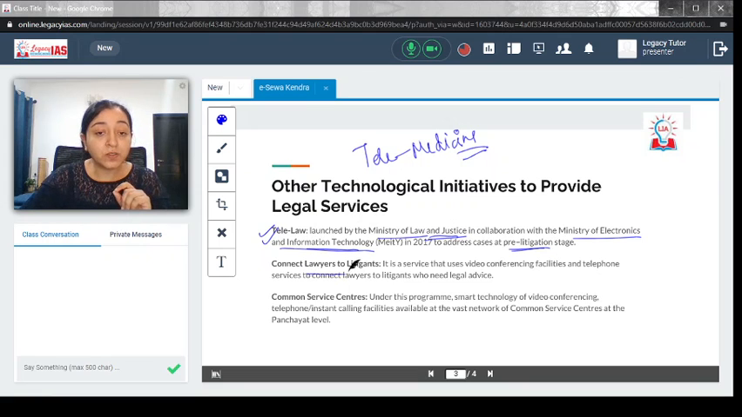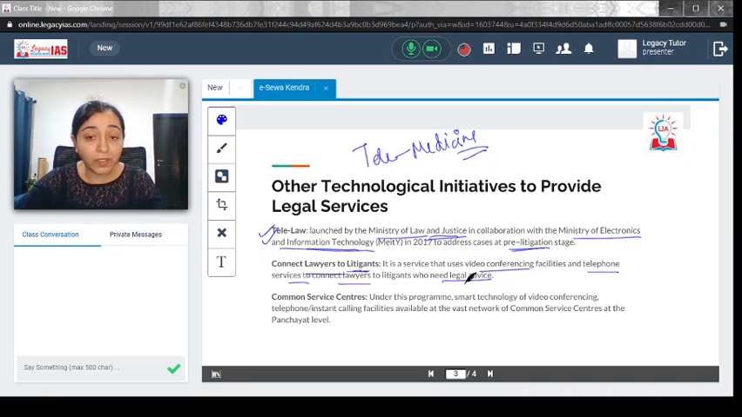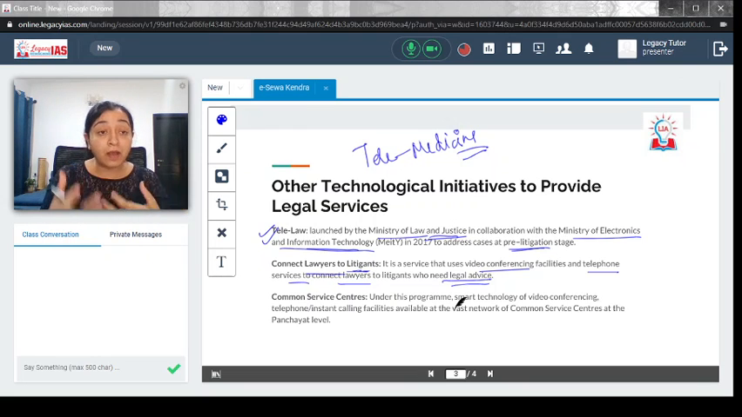Then there is connect lawyers to litigant. This is also an initiative. It is a service that uses video conferencing facilities and telephone services to connect lawyers to litigants who need legal advice. For an example, you need legal advice to maybe file a case against the builder who has provided you with the house and who is not giving it on time, and you need to ask the lawyers about what legal options you have going forward. For those purposes, you have something called connect lawyers to litigant.